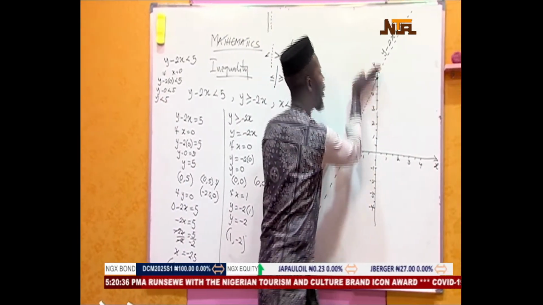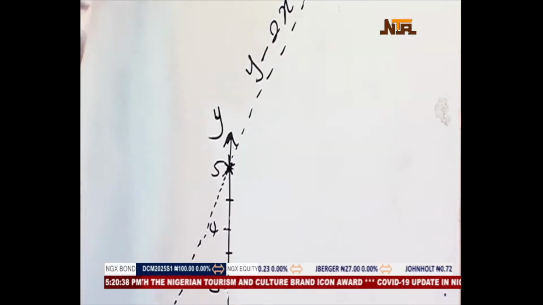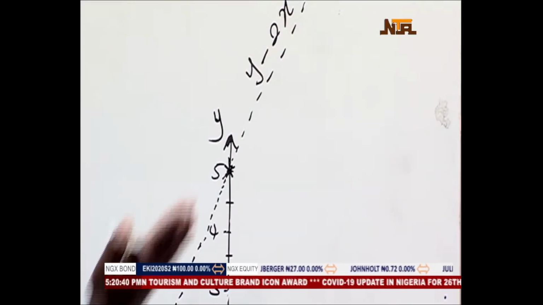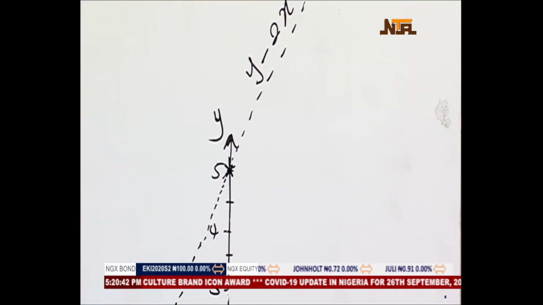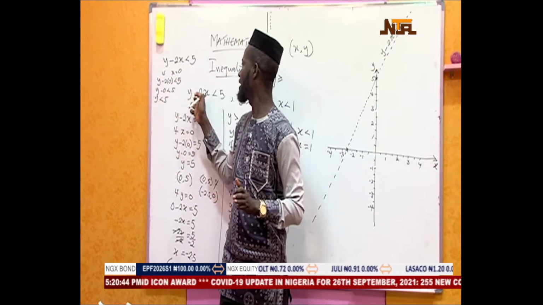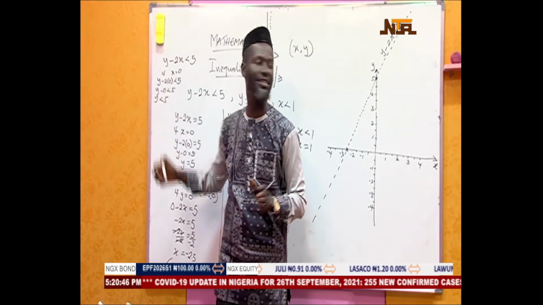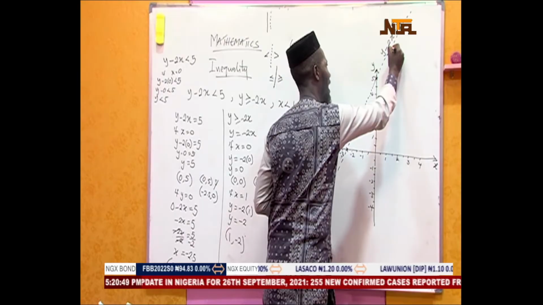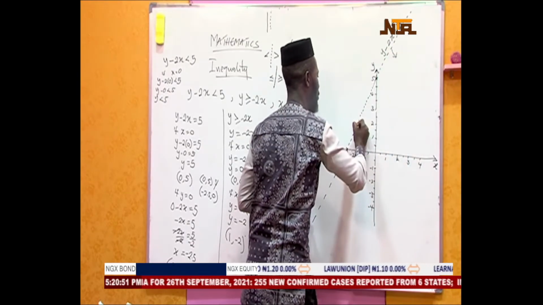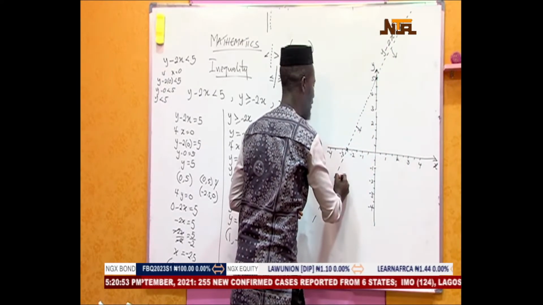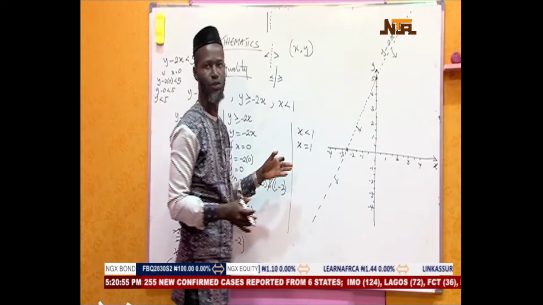So all these ones are greater. If you take any number here, it should be greater than 5, and if you take any number here, it's less than 5. According to the question we are given, y is less than 5. That is your solution side. Just indicate it with an arrow, because it's not the only line to be drawn. We still have the other two.